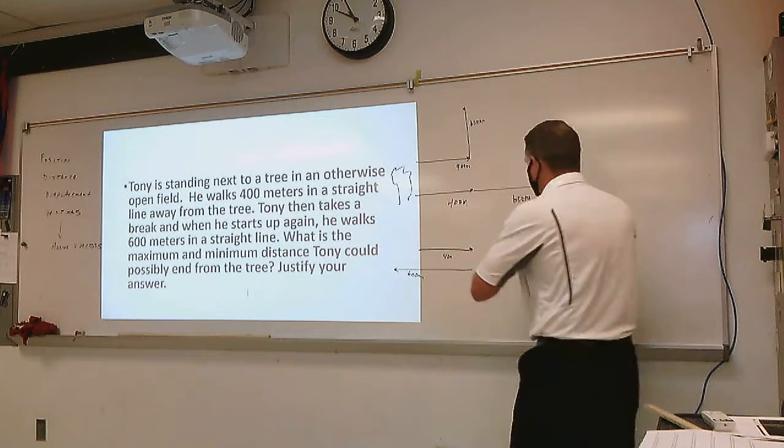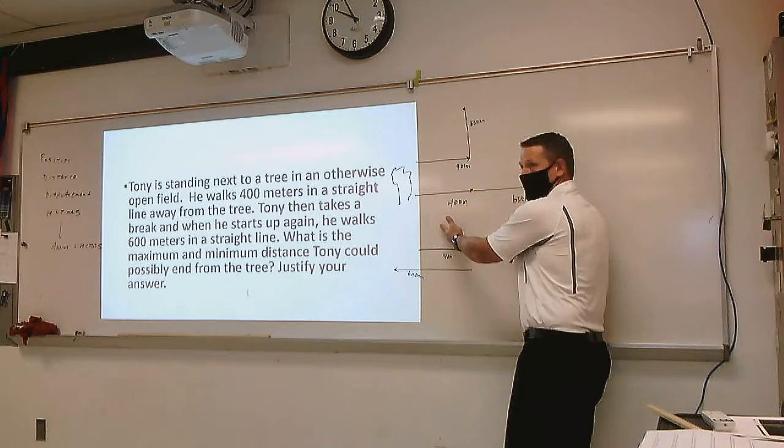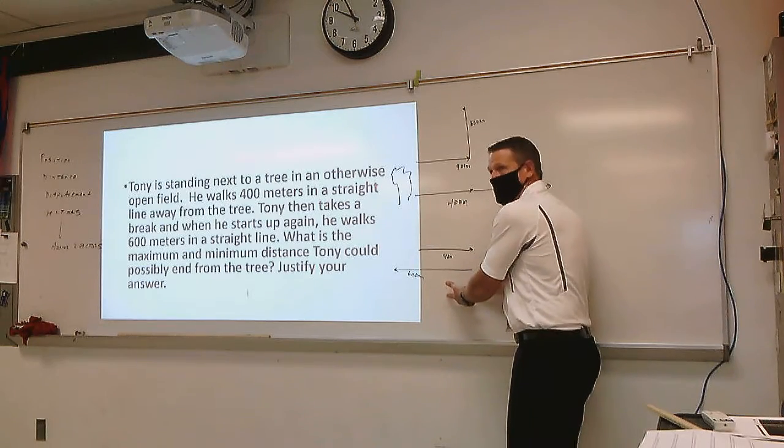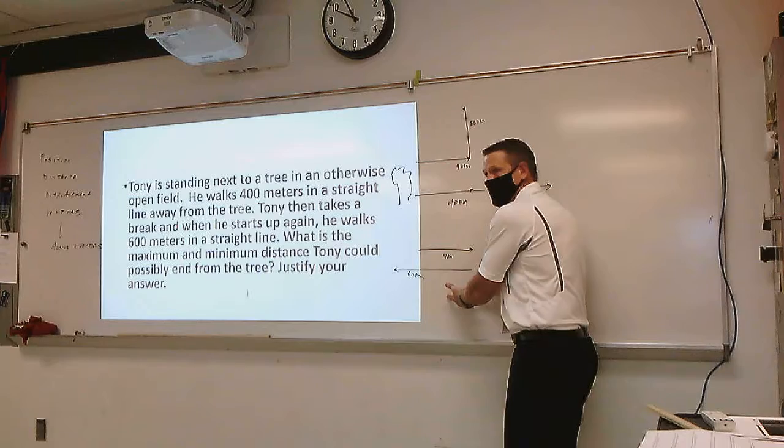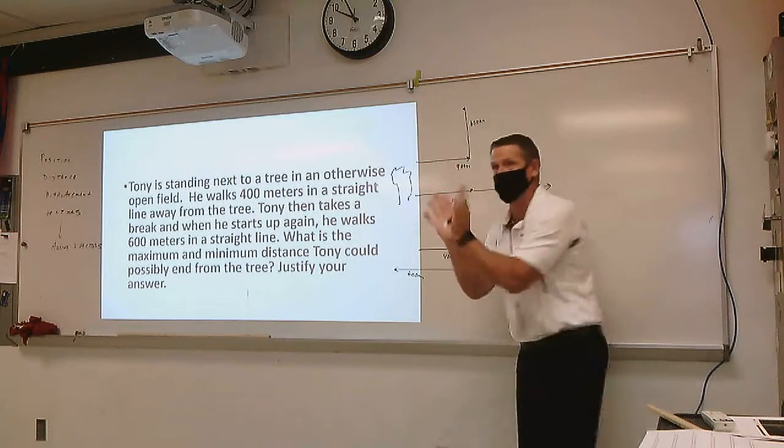So how do we add two vectors that are in the same direction? You just add up the numbers. How do we add two vectors that are in the opposite direction? You just subtract the two numbers. How do we add two vectors that are at right angles to each other?